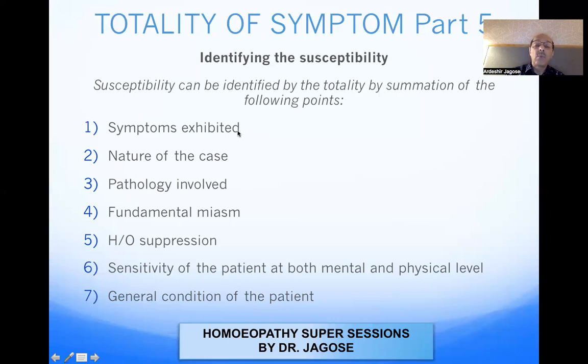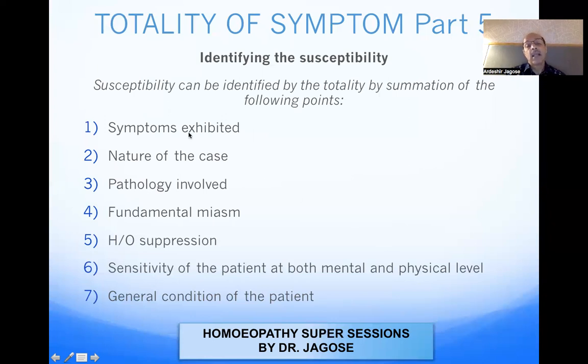So first and foremost, write down what are the symptoms exhibited and come to a conclusion. Write down the nature of the case, come to a conclusion about susceptibility, pathology involved, conclusion, fundamental mechanism involved, conclusion, history of suppression, conclusion, sensitivity, conclusion, general condition, conclusion. Now let me give you a small example, again, which will make it very clear.